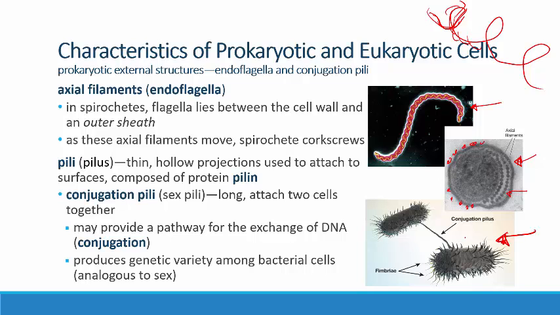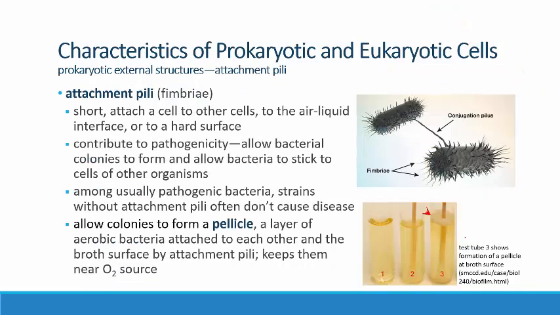And it produces genetic variety among bacterial cells, as some cells get some types of DNA and other cells get others. So in a way, this process of conjugation is a little bit analogous to sex. There is no sexual reproduction in prokaryotes, but they do have the means to share amongst themselves, via conjugation, the DNA that they have. Okay, so that is the conjugation pilus.